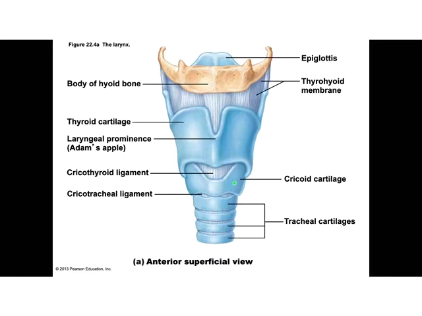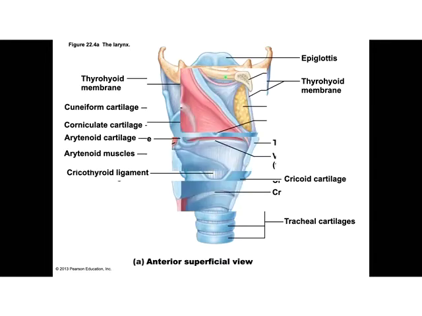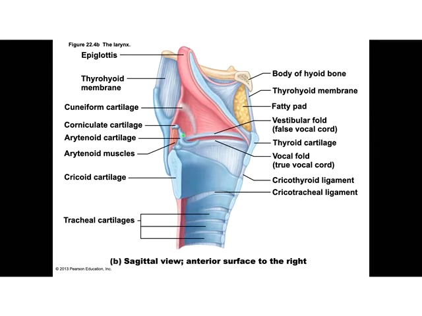And then you've got membranes, right? Thyrohyoid, cricothyroid, right? They're named for what they attach to, and cricotracheal, okay? And these are all ligaments. These are all dense regular connective tissue, right? This, of course, is compact bone on the outside and spongy on the inside, and is attachment for neck and tongue muscles.